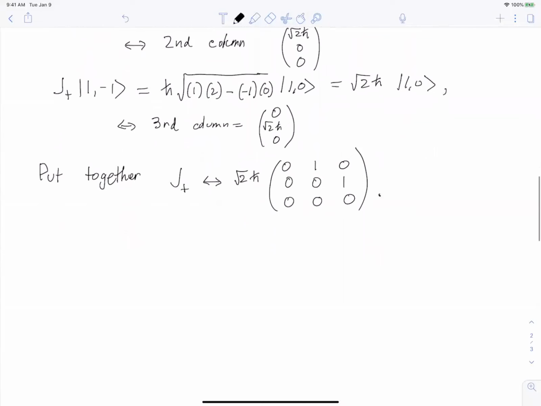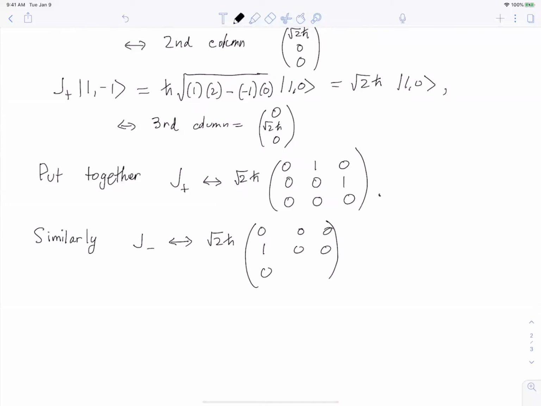Okay, and then similarly, I'm not going to go through the arithmetic because it's almost the identical thing. J minus is represented by square root of 2 h bar. It's just that now the non-zero entries come in different places. So it's 0, 0, 0, 1, 0, 0, 0, 1, 0.